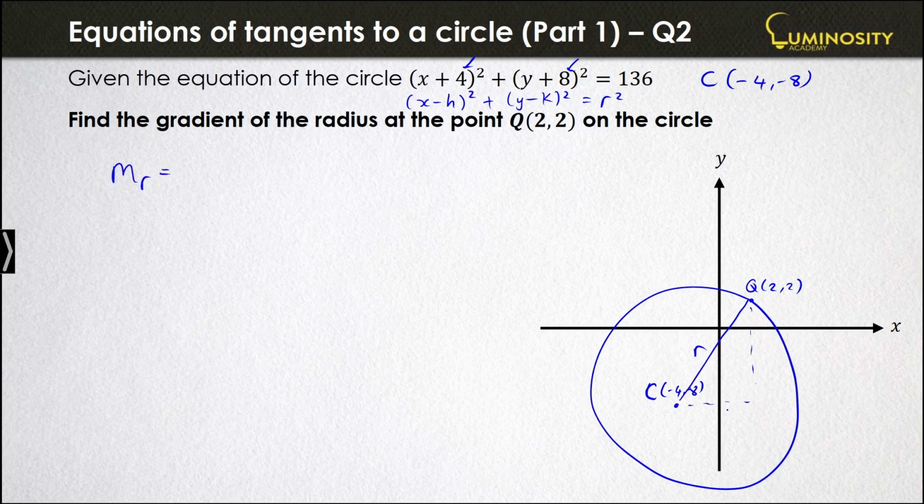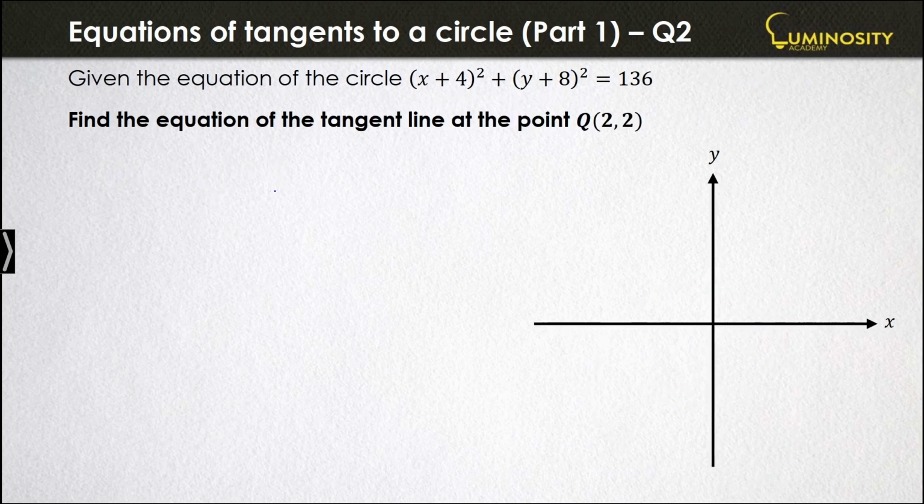And from −4 to 2, that's 6 across, and from −8 to 2, that's 10 up. So the gradient is going to be rise over run, 10 over 6, which simplifies to 5 over 3. Okay, so that is the gradient of the radius line.